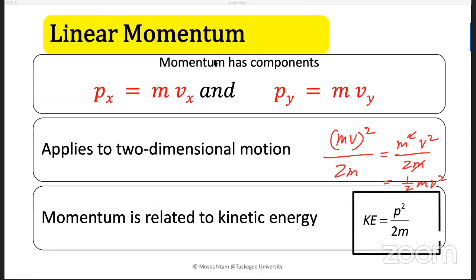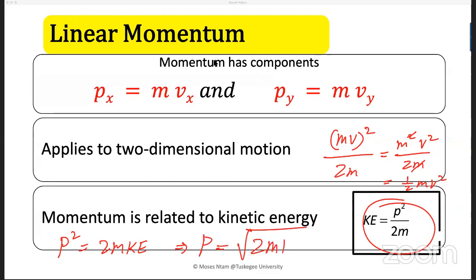So what this relationship says is that if we know the linear momentum p and the mass of a particle, we can calculate the kinetic energy. Conversely, if we knew the kinetic energy, we could find the momentum. So if we transform this equation, you have p squared equals 2m times KE, which means p equals the square root of 2m times the kinetic energy.